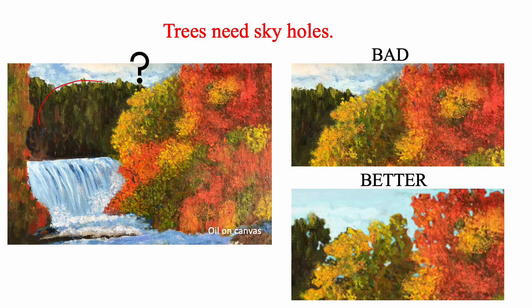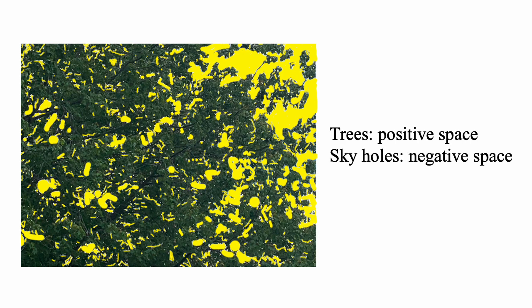These are supposed to be trees, but they look like a green wall. A bird would hit his beak if he tried to fly through that. The problem is a lack of sky holes. And when I photoshopped in sky holes, the trees looked airier and more realistic. This picture shows a tree with yellow sky holes. The trees are the positive space, while the sky holes are the negative spaces.